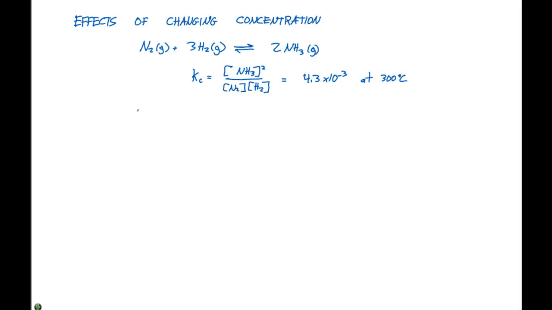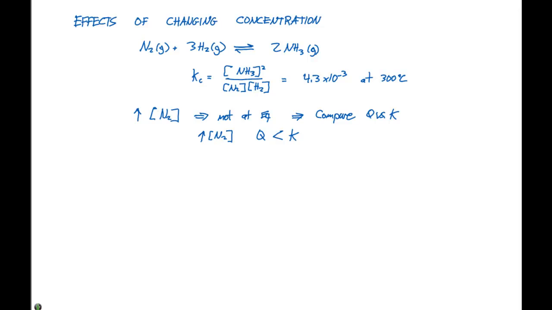Now let's look at what happens when we increase the concentration of N2. By increasing this concentration, we're not at equilibrium anymore. So what we can initially do is compare Q versus K. What happens when we increase the concentration of N2? Since nitrogen is down in the denominator, and we're increasing that, our Q is going to be less than K.